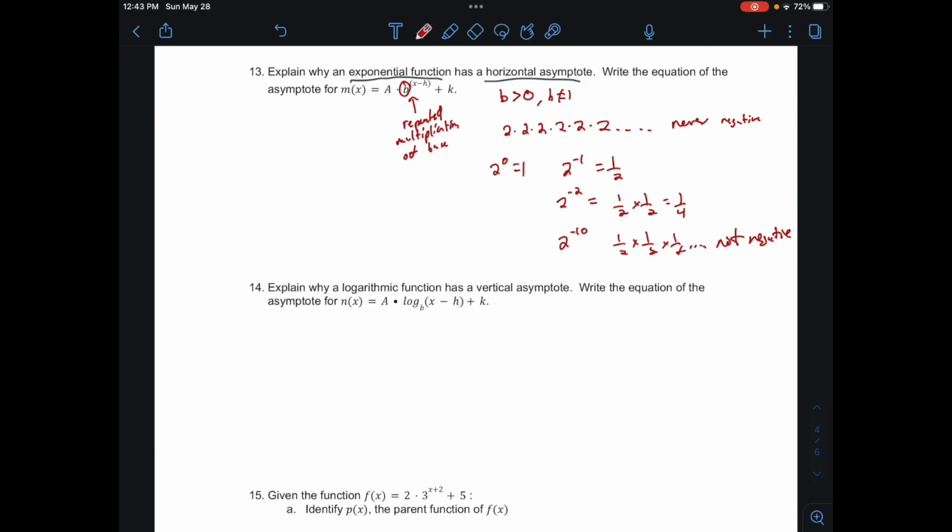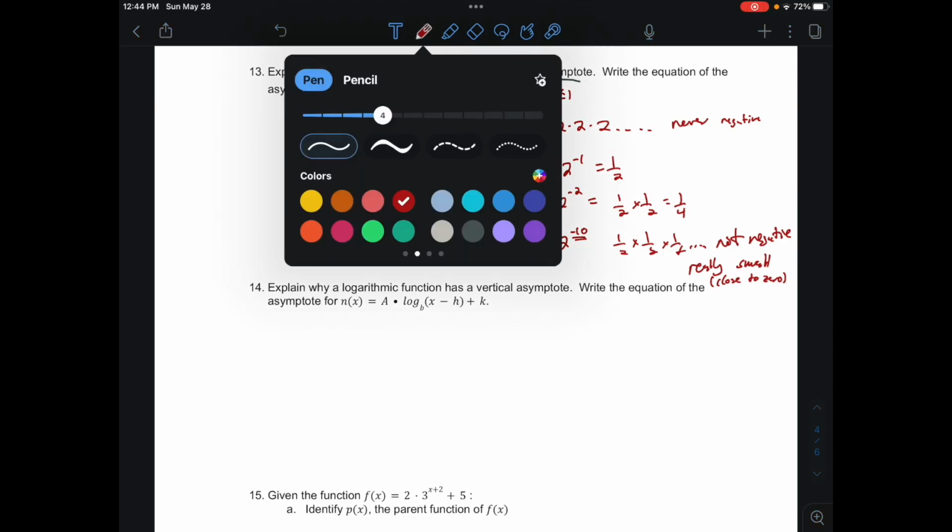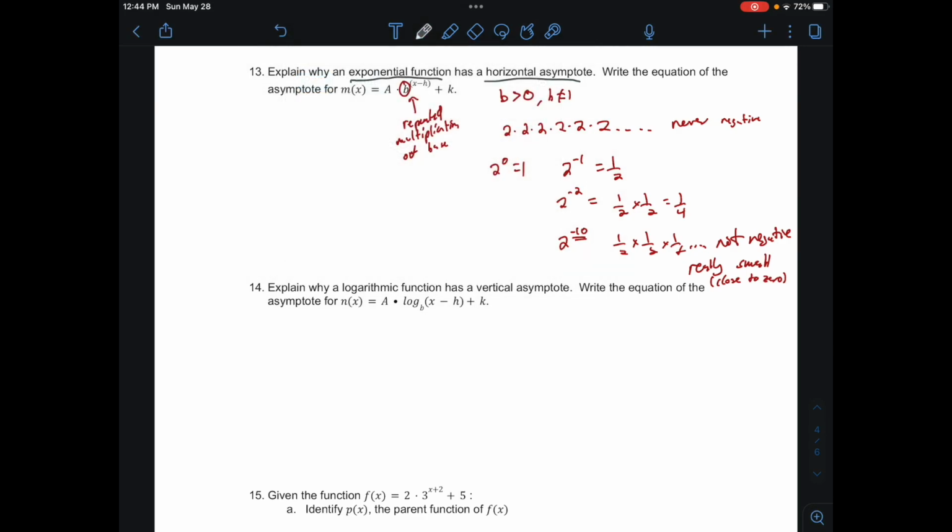So we're going to get a horizontal asymptote because we can get really small, and by small, I mean close to 0. But we're never going to get negative. I can keep plugging in more and more negative exponents and get closer and closer to 0, but I never get there. So that's why we have a horizontal asymptote. Okay? We can get really small, but not quite 0.